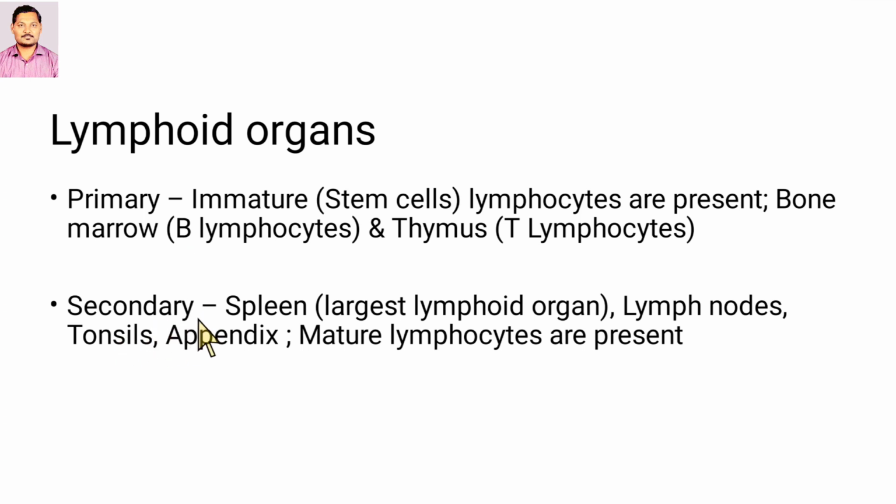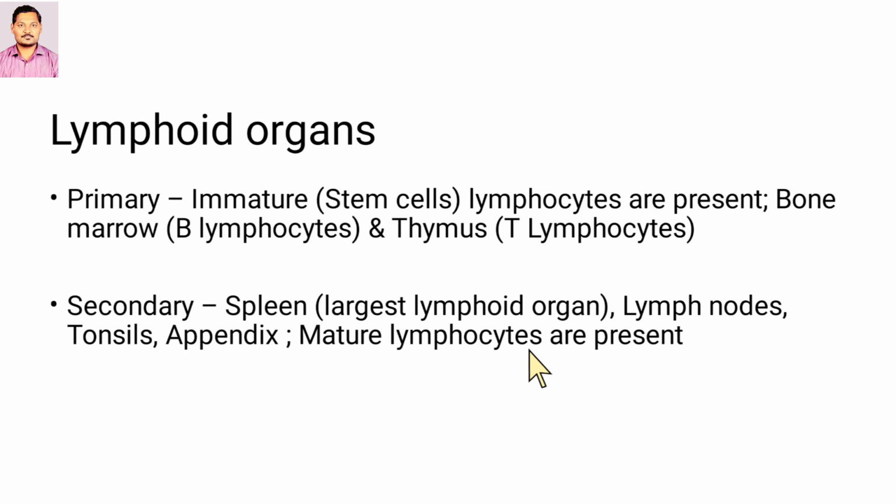Secondary lymphoid organs are many, and we will study these organs in detail in the histology part, how they appear and so on, but as a prototype we are studying the lymph node today. Okay, because you will very soon come to know the lymph node in the dissection hall. The spleen is the largest lymphoid organ, with a large lymphoid collection. Lymph nodes are another organ, and tonsils and appendix are there. Mature lymphocytes are present in these lymphoid organs. No maturation happens here, already mature lymphocytes are there.